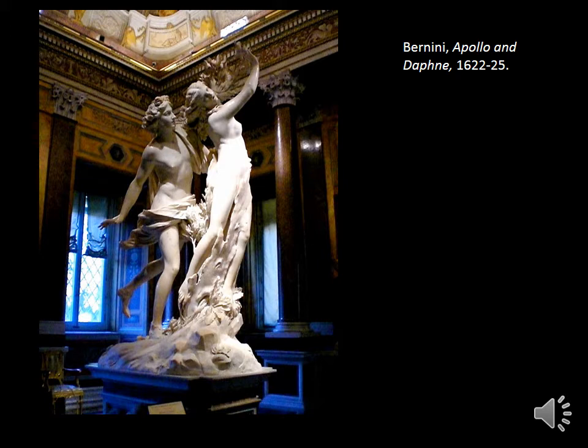Apollo couldn't exactly marry a tree, but because of Cupid's arrow he still loved her, so he changed her into an evergreen in order to give her everlasting life. What you see here is the moment when Apollo reaches out to Daphne as she turns into a tree. Now these figures are stuck in time and space. They're made of marble after all.